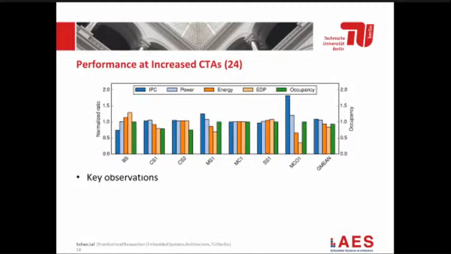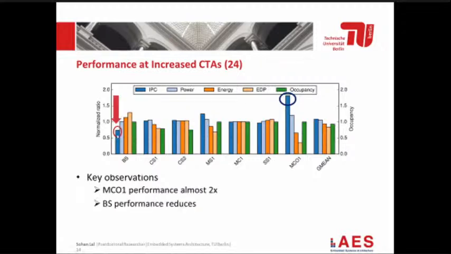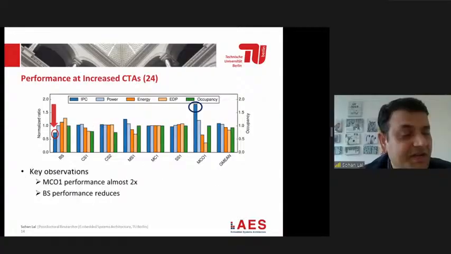Now, what are the key observations? One of the kernels, MCO for example, has its performance almost double when we increase the occupancy. What does this show? That this kernel was performing badly, with low performance and low energy efficiency, because of the low occupancy. However, BS, a Black-Scholes kernel, has its performance go down instead of going up. We investigated this kernel further and found that it is memory bound, and increasing the occupancy decreases the performance.